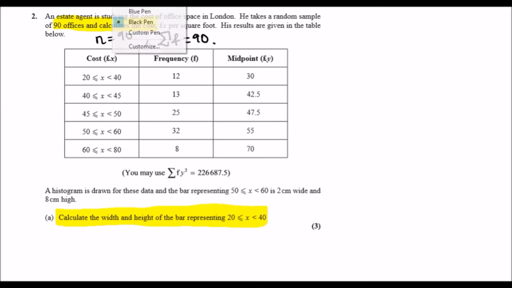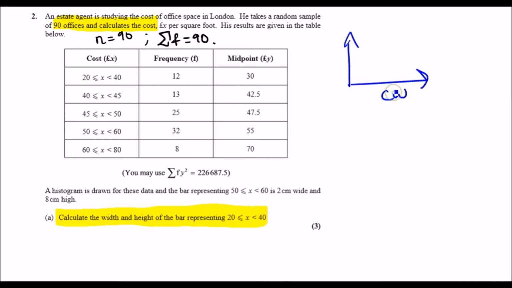So my advice for every histogram-based question is to draw a little sketch on the side and label the x-axis the class width, representing in this case the cost, and the y-axis the frequency density. This represents the height. And then the area of the bar inside will be the frequency. So we can think of it like the area of a rectangle: class width times height equals area, or class width times frequency density is frequency.